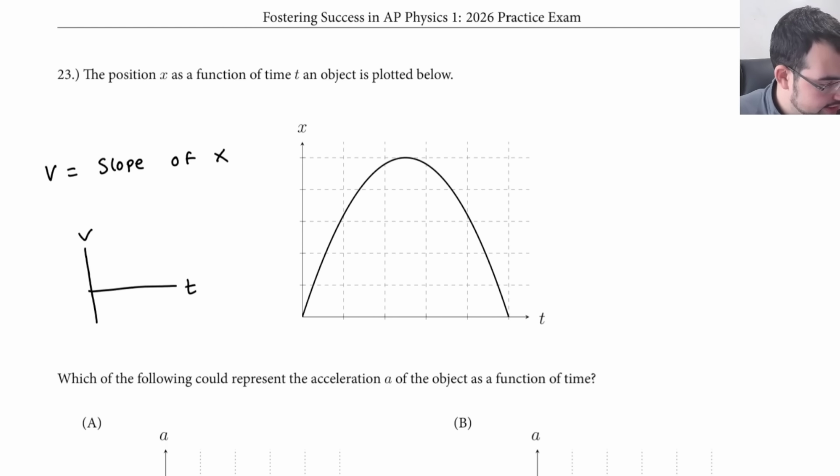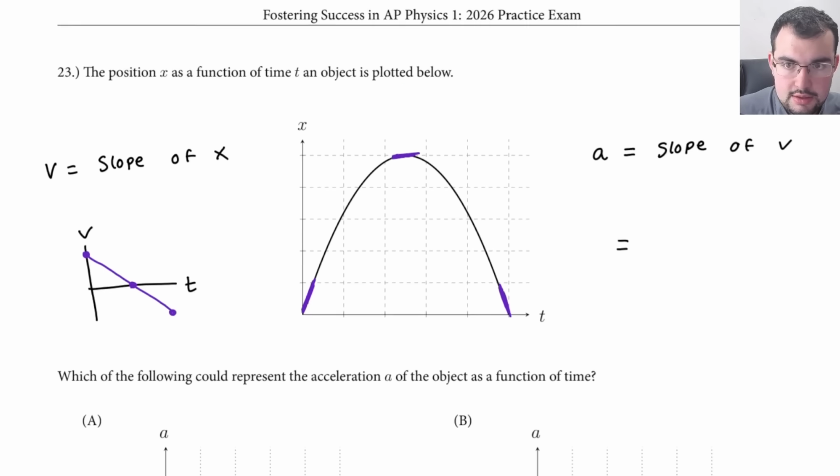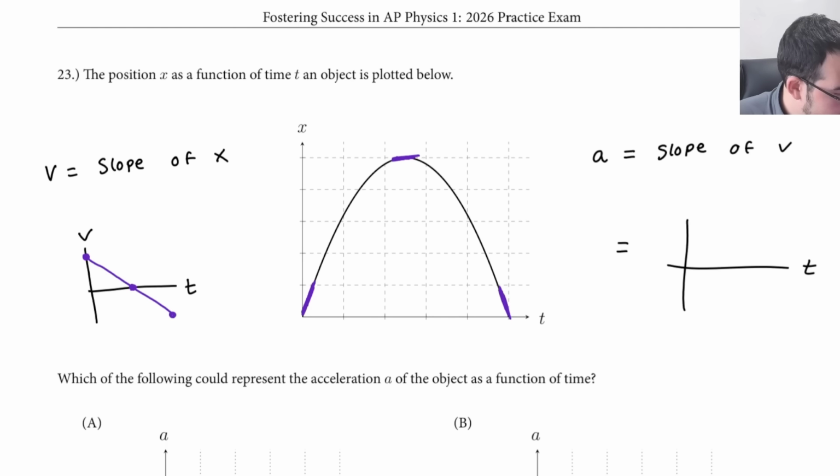So notice that we have a positive slope. Then we have 0 slope. Then we have negative slope. So we have a curve that starts positive, passes through 0, and then becomes negative. And the easiest way to connect these would just be a straight line. So then we just do one more chain, right? Acceleration is just the slope of V. So I just figure out what that is. Well, what's the slope of a line right here? That's just a constant negative value. So it's the constant negative one.